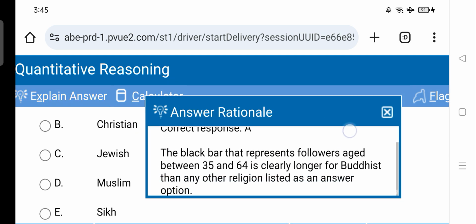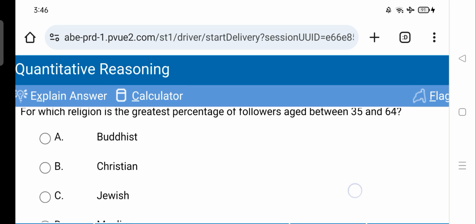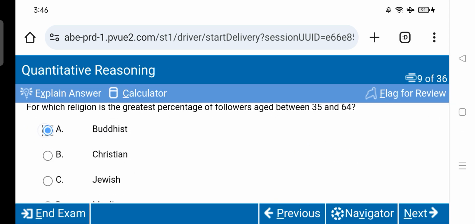Option A is the correct response. The black bar that represents followers aged between 35 and 64 is clearly longer for Buddhist than any other religion listed as an answer option. So that's how we can say correct option is option A, which is Buddhist.